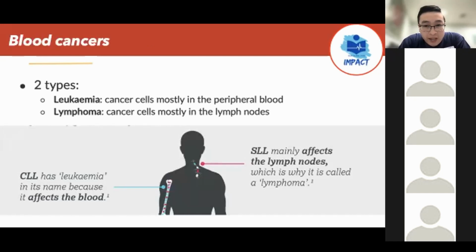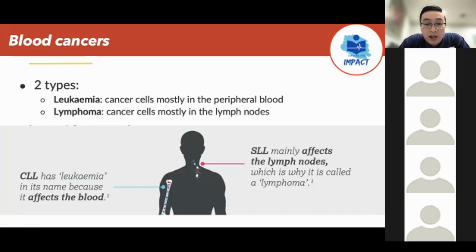Blood cancers can be broadly divided into leukemias and lymphomas, and this depends mainly on where most of the cancer cells reside. If most of the cancer cells are in the peripheral blood, then a blood cancer is called a leukemia. If most of the cancer cells are in the lymph nodes, then we call it a lymphoma. But it's important to bear in mind that the terms leukemia and lymphoma tell you nothing about the cell from which the cancer arises.